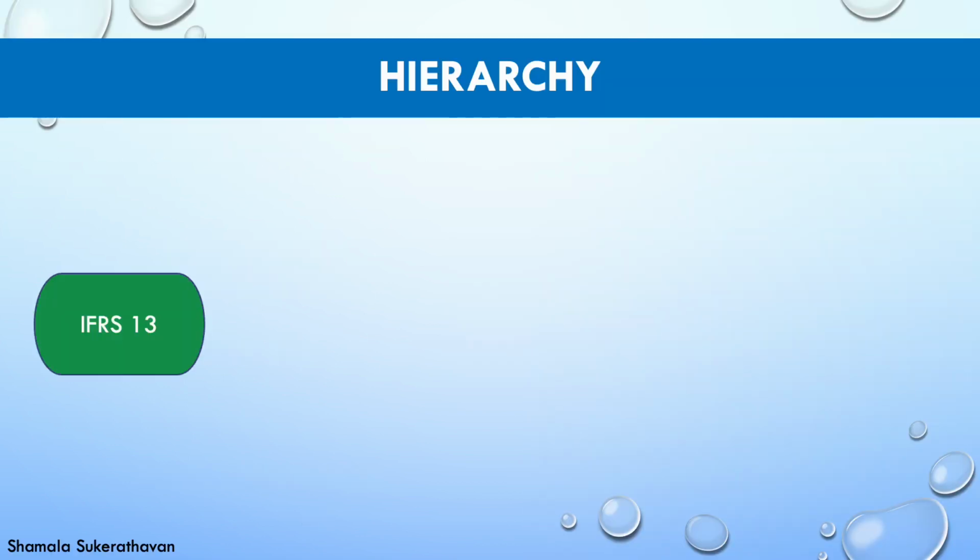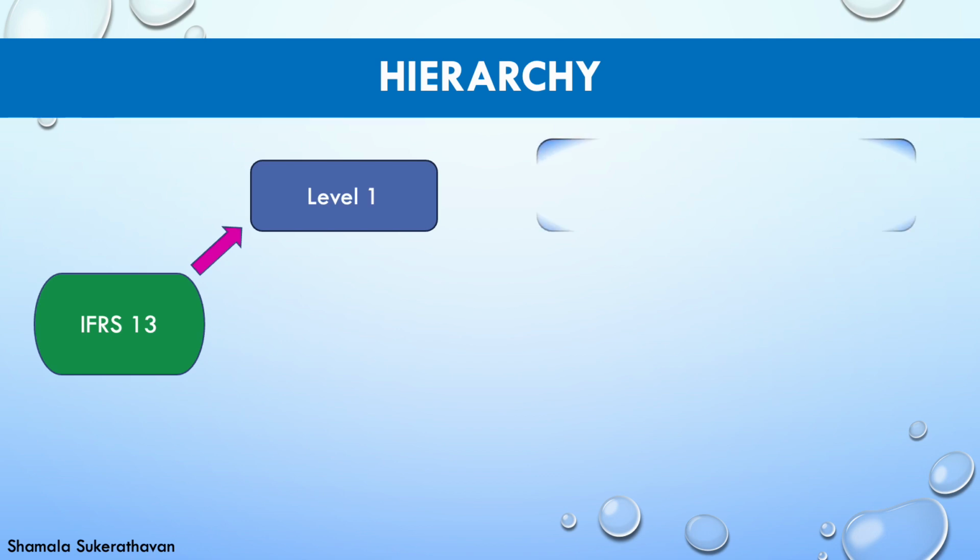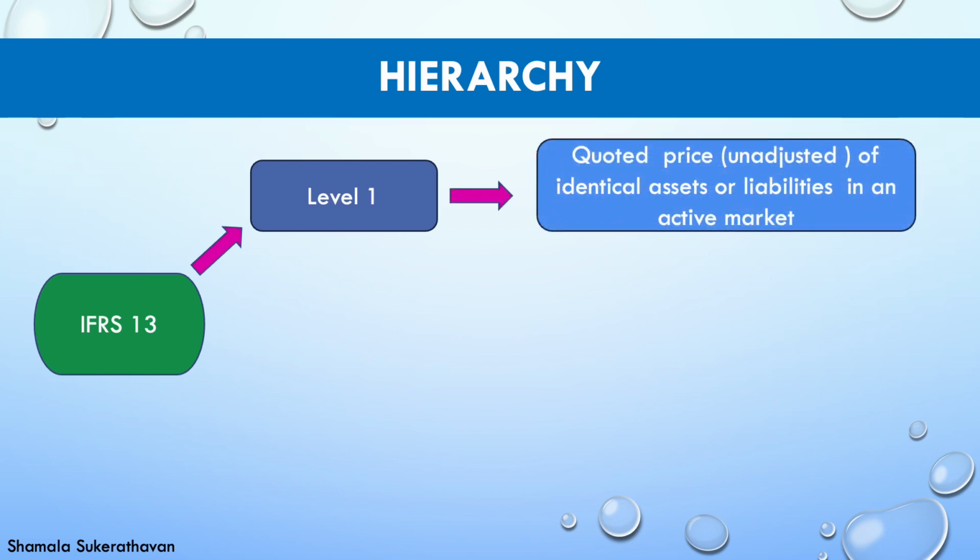IFRS 13 introduces a three-level fair value hierarchy, with Level 1 inputs being quoted prices in active markets for identical assets or liabilities that the entity can access at the measurement date. The quoted price in an active market for an identical asset or liability provides the most reliable evidence of fair value and therefore should be used without adjustment whenever possible.